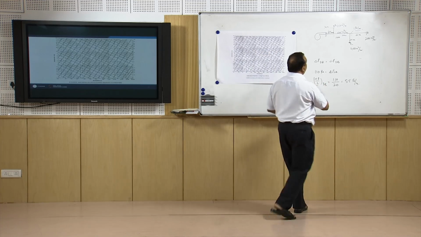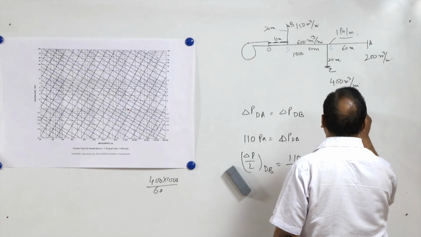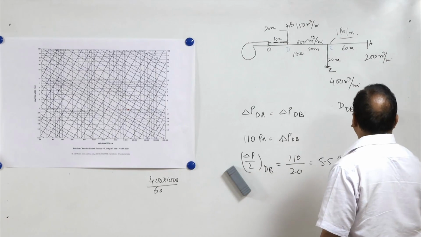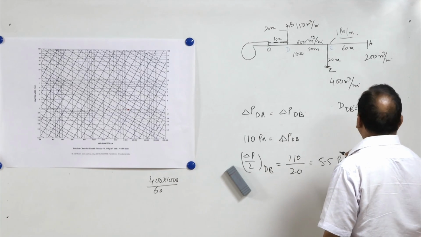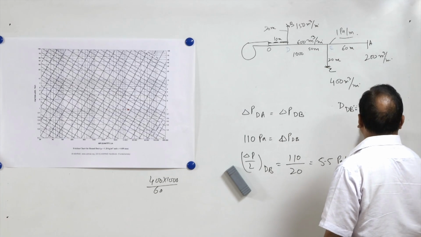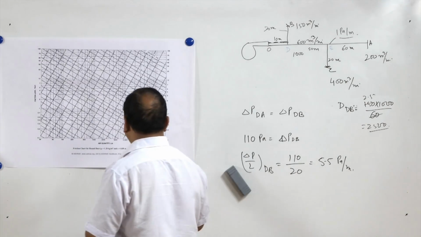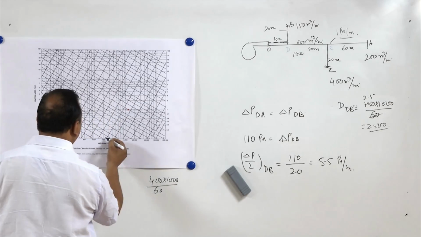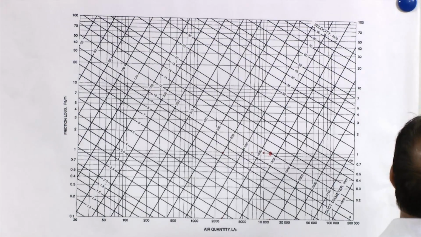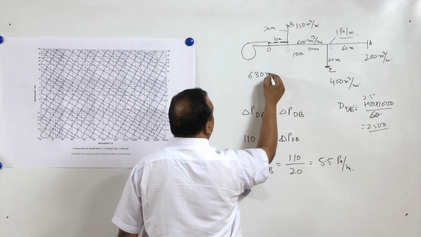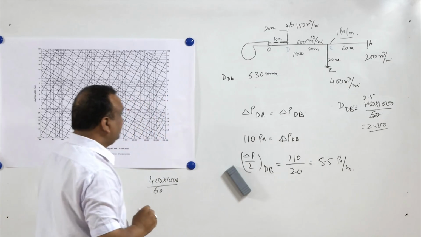So for the equal friction method, the diameter of dB: the flow is 150 into 1000 divided by 60, which is 2500 liters per second. So this is 2500. The diameter of dB was 630 mm for the equal friction method.